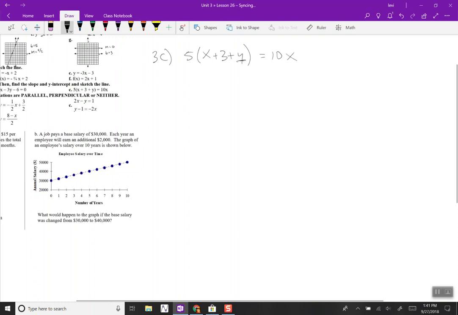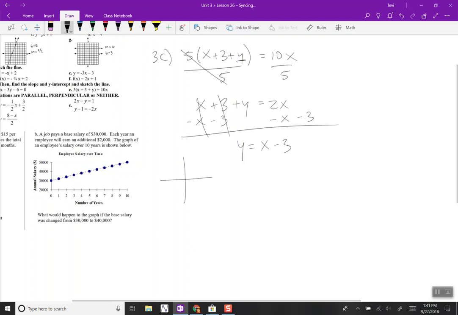But instead of distributing, I'm going to do the inverse of that. So I'm going to divide right off the bat. So that's going to simplify those 5s, and then I'm just going to be left with x plus 3 plus y, and 10x divided by 5 makes 2x. So now what's happening between the y and the 3 and the x? They're all being added together. Okay, so I'm going to subtract x from both sides, and I'm going to subtract 3 from both sides. Those cancel, and I'm left with y equals 2x minus x makes x, 0 minus 3 makes negative 3. So y equals x minus 3.